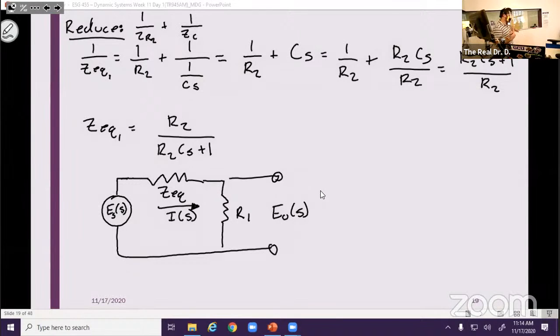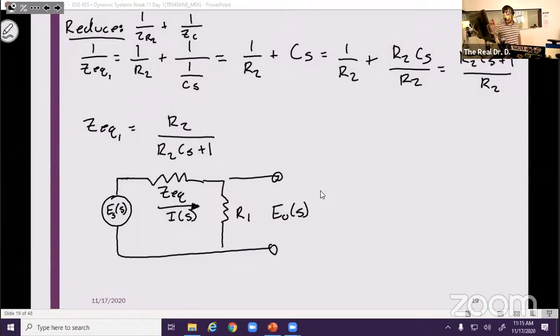So we know what E out is, right? We know E out is going to be, I wrote it down somewhere, as R1 times IS, right? We know that. So that's going to be helpful later, right?